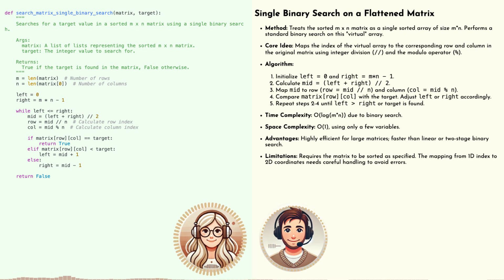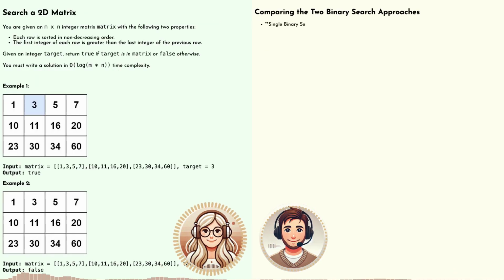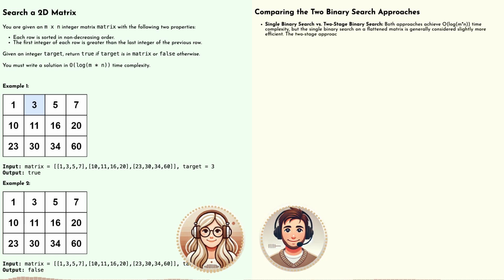We've successfully mapped the index in our flattened array back to its original location in the 2D matrix. This is truly an elegant approach. It seems like it would be very efficient, especially when dealing with massive matrices. It is very efficient. What's the time complexity of this approach? The time complexity of this approach is O(log mn), which is comparable to the two-stage binary search.